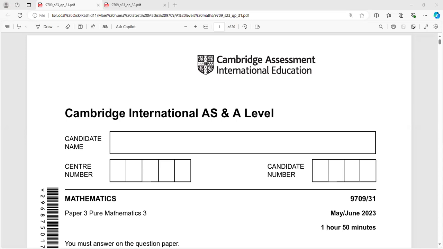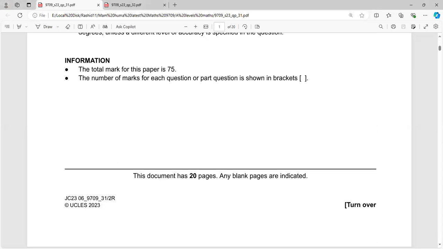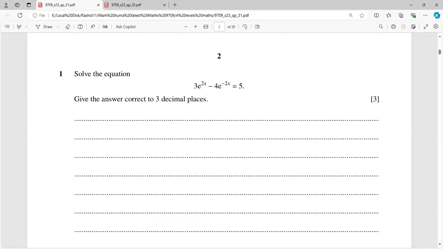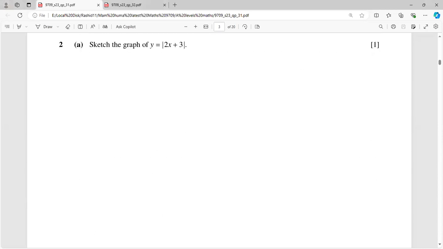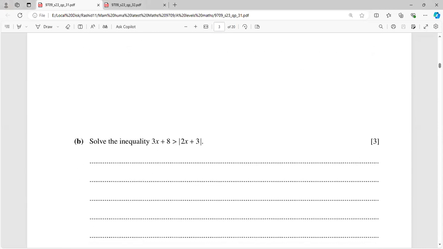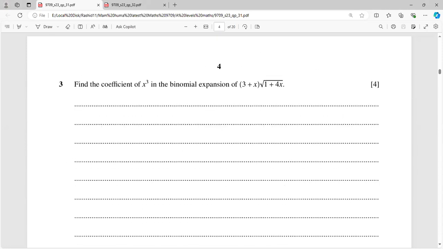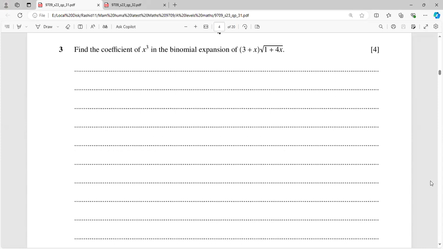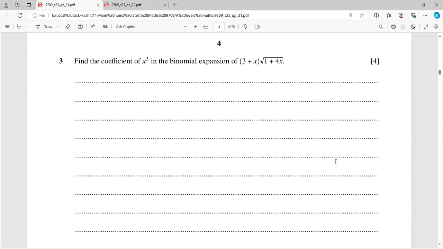That paper is May, June 2023. The variant is 3-1. So I will check the questions. The first question belongs to the exponential form. Second question is the modulus function. Already we have done it. Third question is this one. That's very important. That question belongs to the binomial theorem.